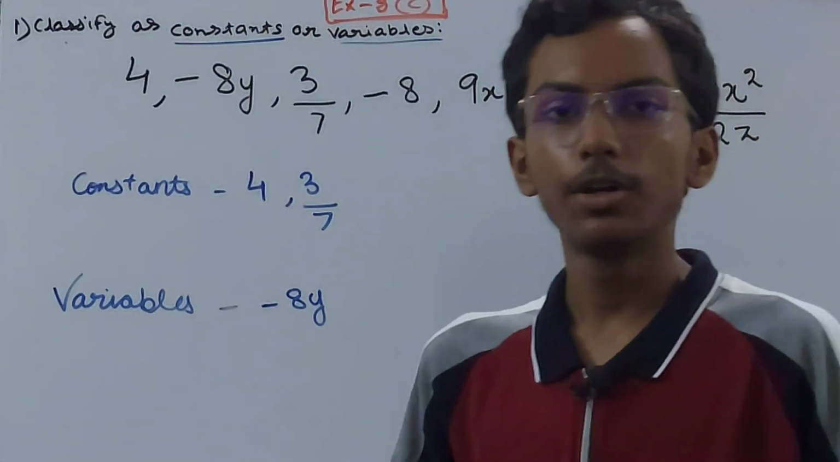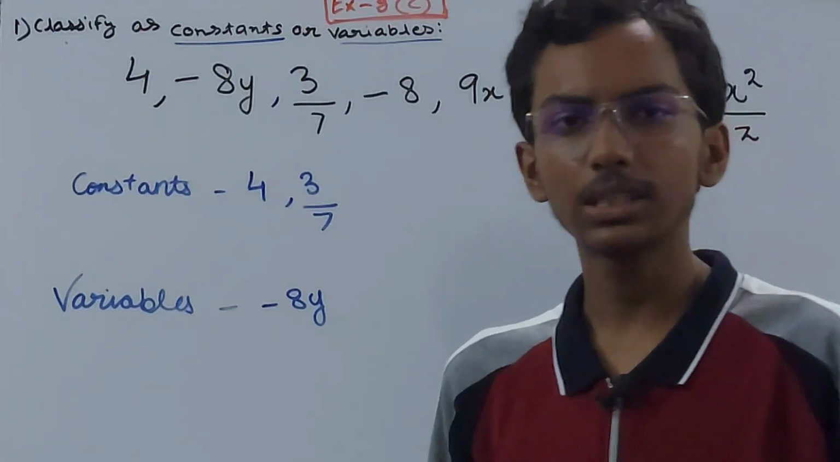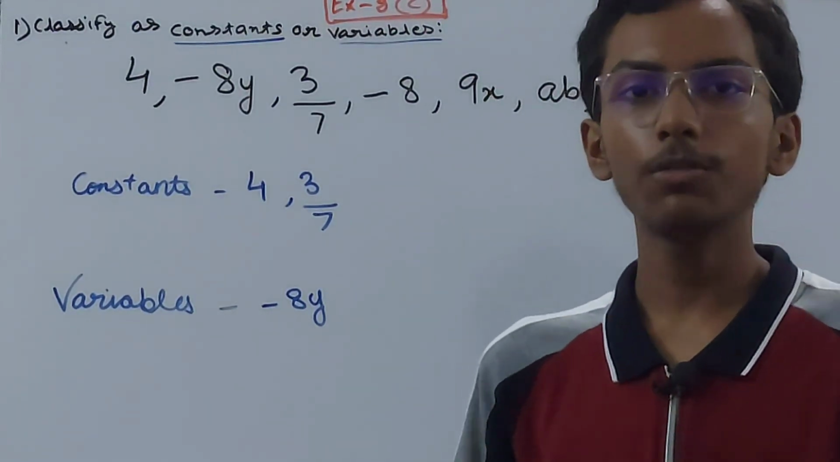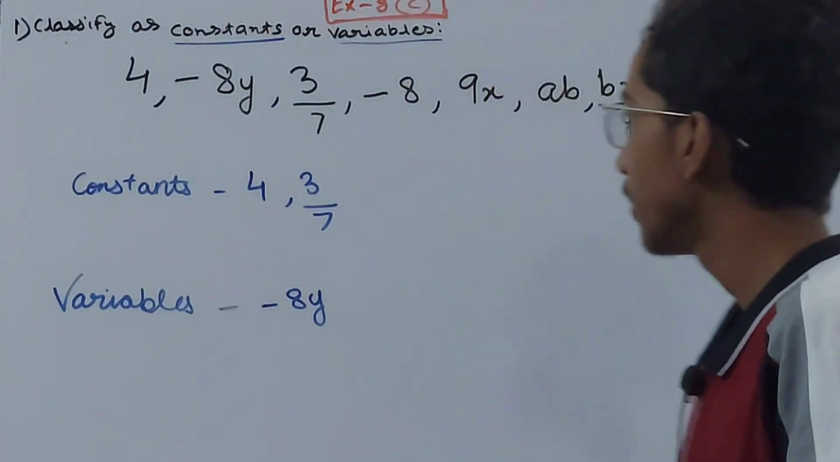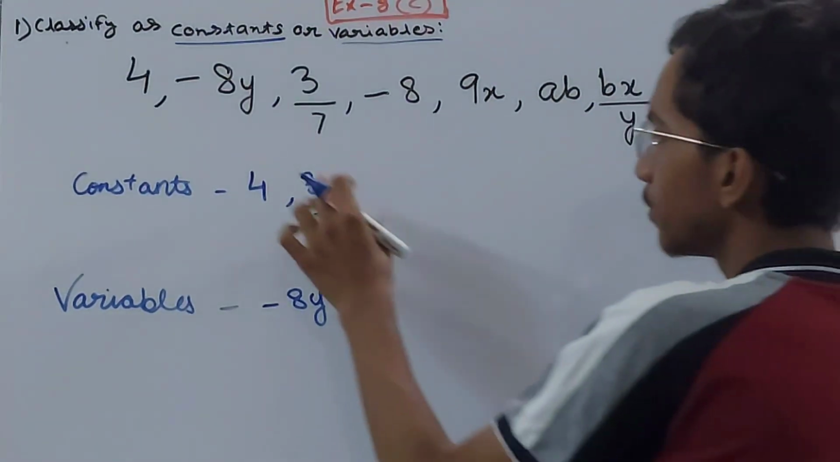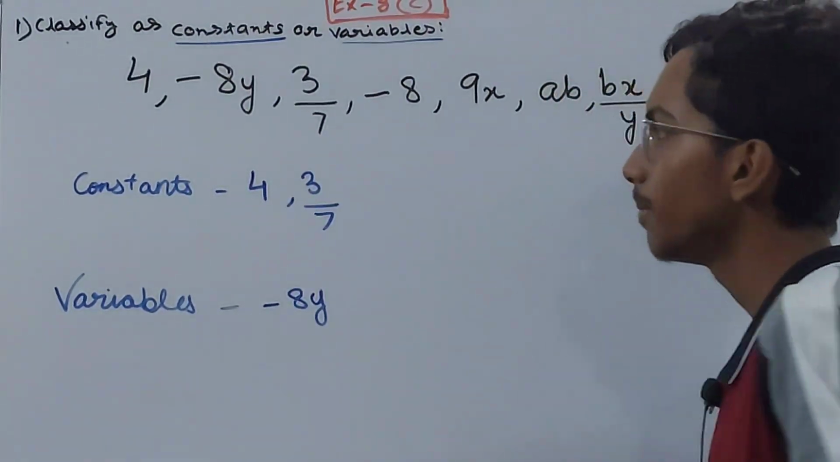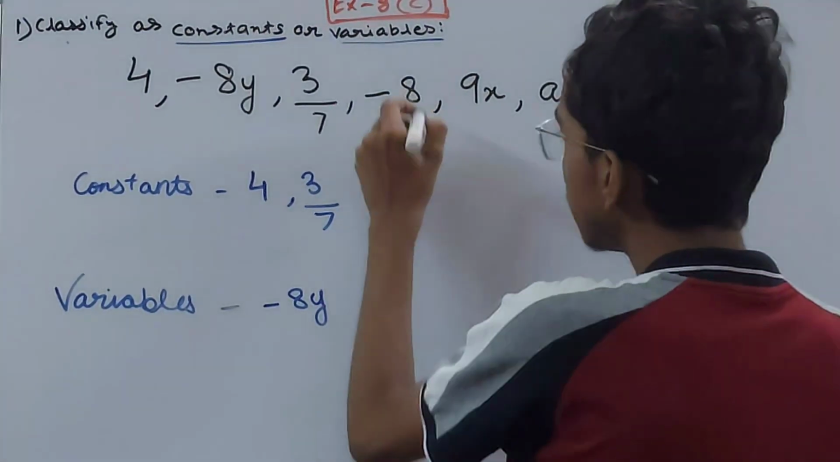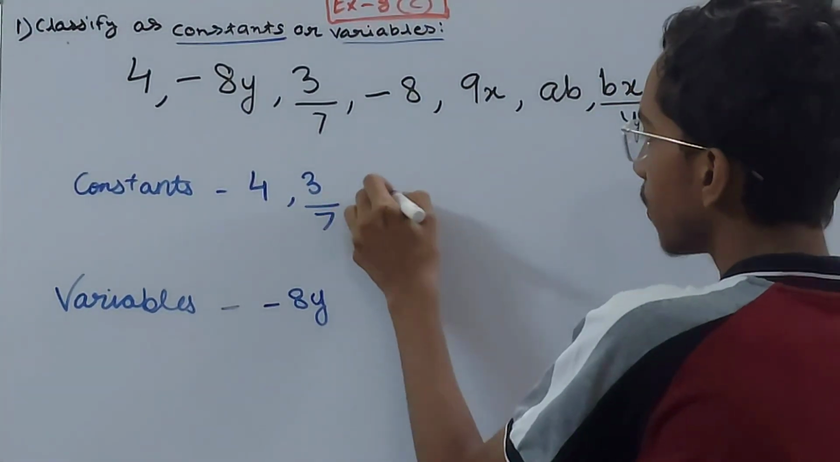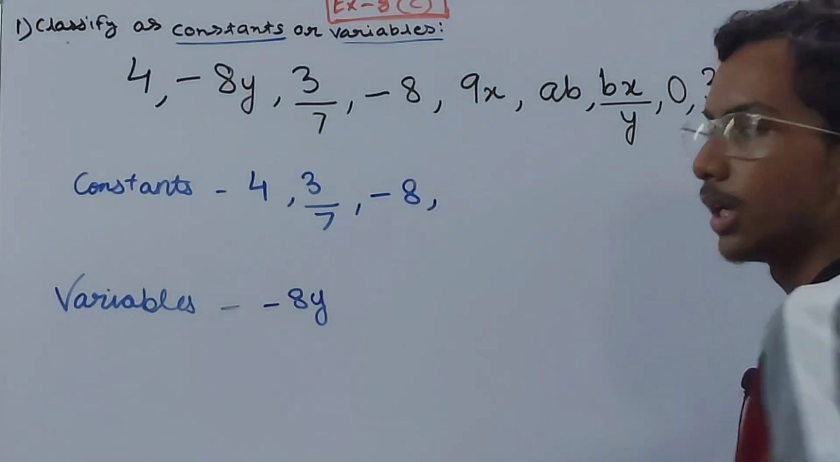It's a fraction. Don't be scared if you see fractions, decimals, or negative numbers, all of these have a fixed value. So that is why this 3 by 7 will be going in the constant category. Then minus 8, again put it in the constants category because it is a number, a negative number.